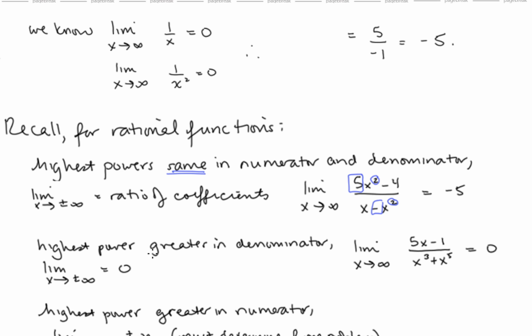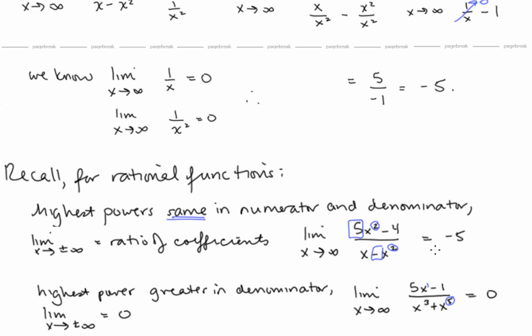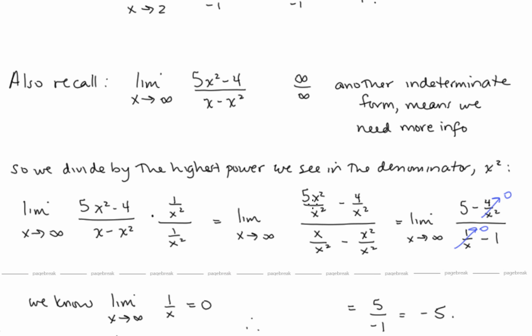When we have the highest power greater in the denominator, say we have an x to the 5th in the denominator and only an x to the 1st in the numerator, our limit is going to be 0 as x goes to positive or negative infinity. And we find this limit the same way we did above here.